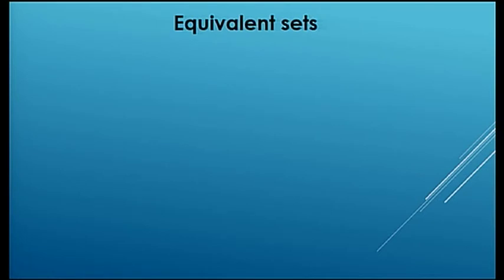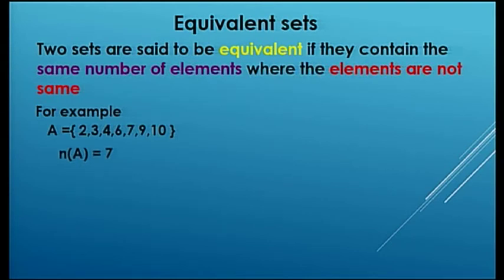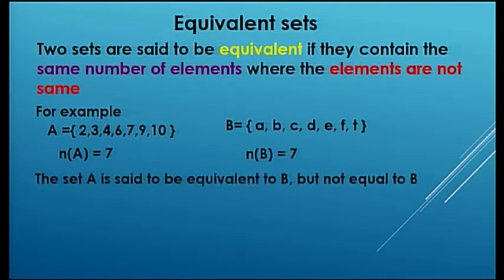Now let's talk about equivalent sets. Two sets are said to be equivalent if they contain the same number of elements, where the elements are not the same. For example, this is set A, where we have 7 elements. This is set B, where we have 7 elements. You can see that these two sets do not have the same elements, but they have the same number of elements. So A is said to be equivalent to B, but not equal to B.